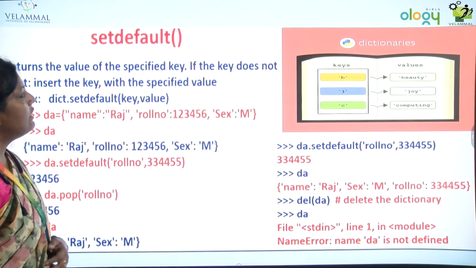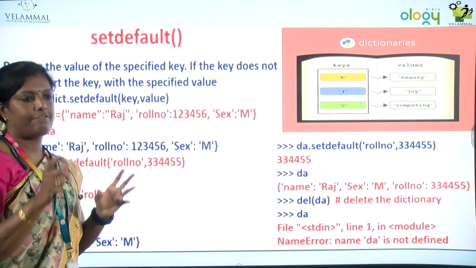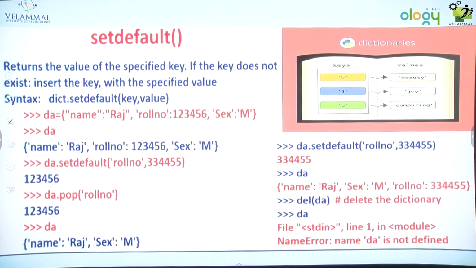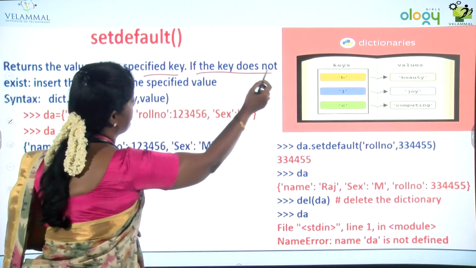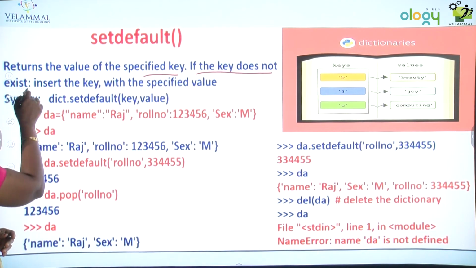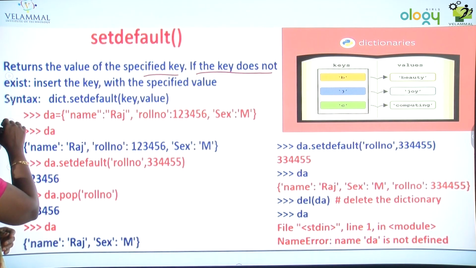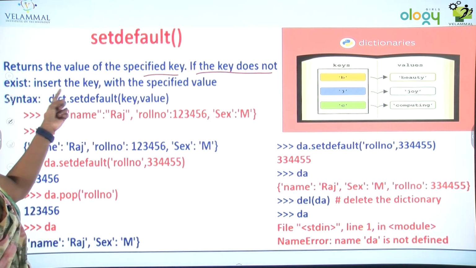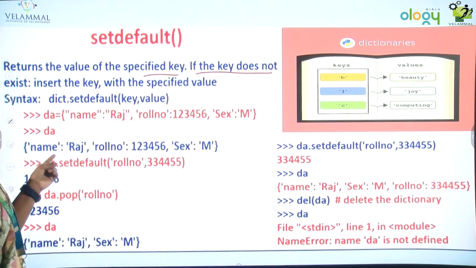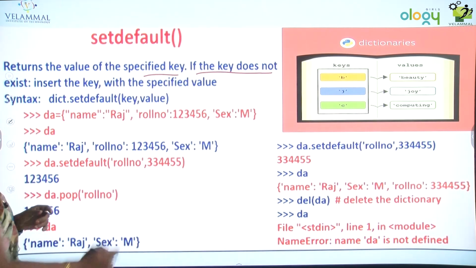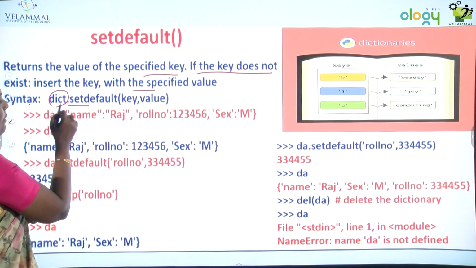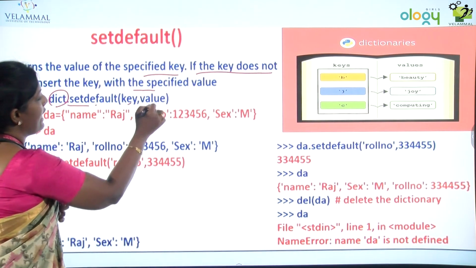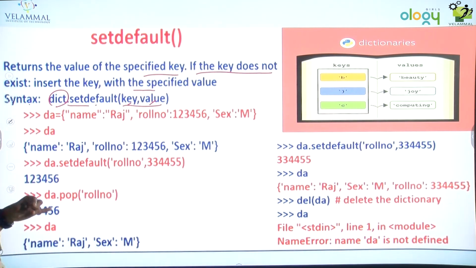Next slide, setdefault. So a little more information about dictionaries, right? It returns the value of the specified key. If the key does not exist, what will it do? If it's a new thing, like height, right? If it does not exist, it's going to insert the key with the specified value. The syntax is, again, the dictionary name dot setdefault, and the key and the value both have to be given, right?